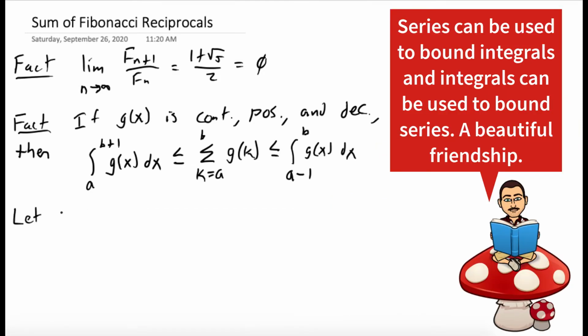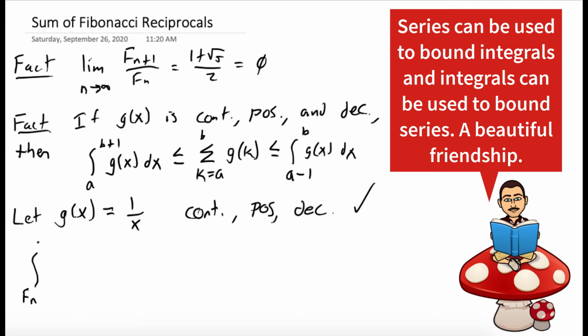And so we'll let g of x be the function 1 over x. And you could check this is continuous, well, for values of x greater than 0, that's what we'll be dealing with. It's positive and it's decreasing.